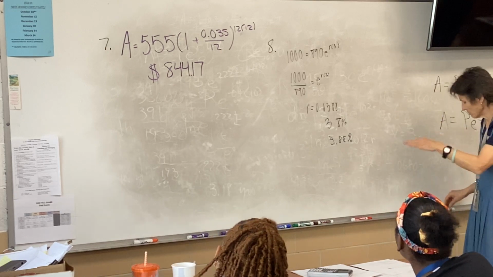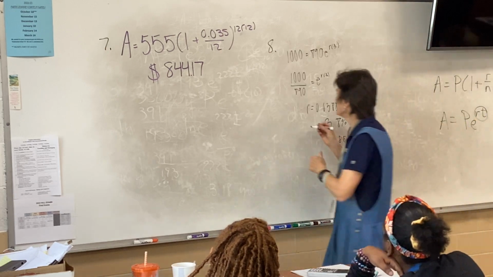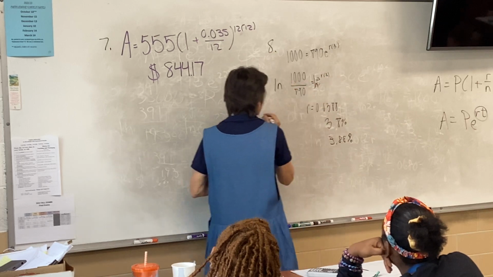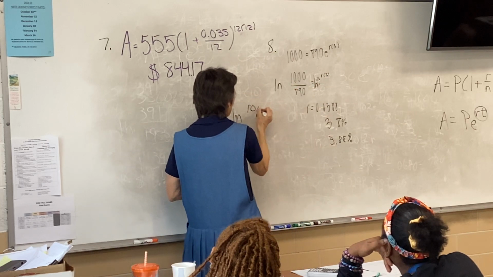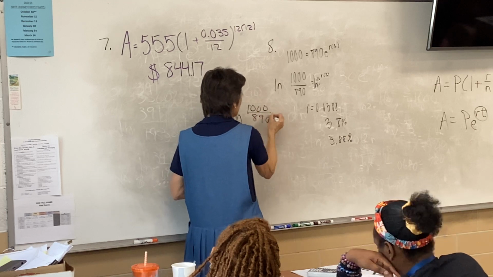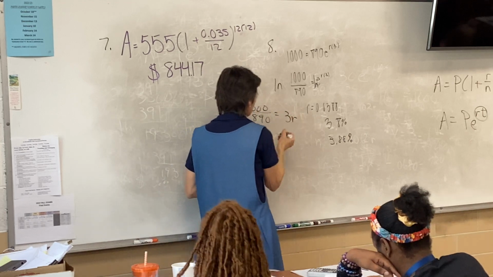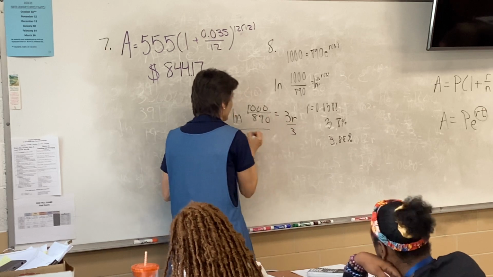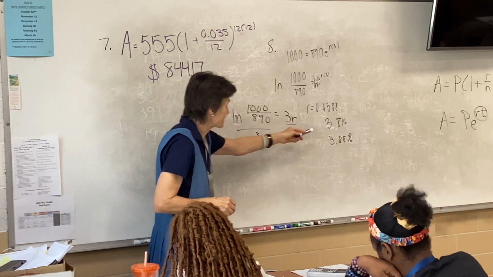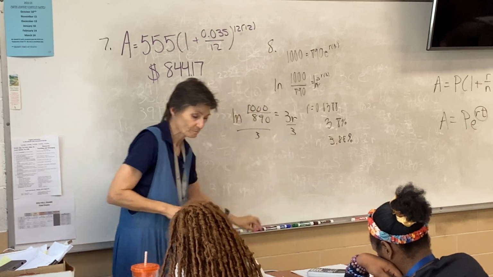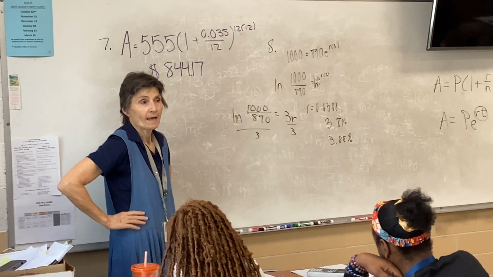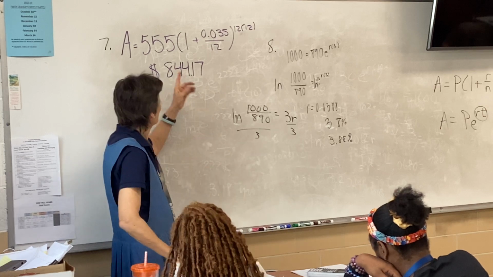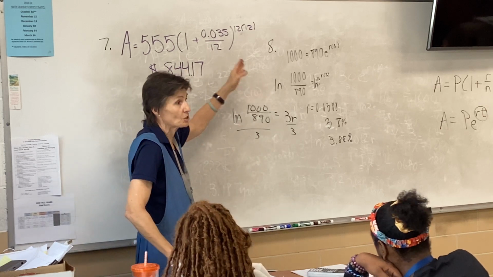Now, Katie didn't really show what she did here. Once she divided, she natural logged both sides, so ln of 1,000 over 890 is 3r. So then she just took this and divided it by 3. And that's how she got this answer. That is the correct answer. Okay? Anybody have a question about why they chose the formulas they chose?